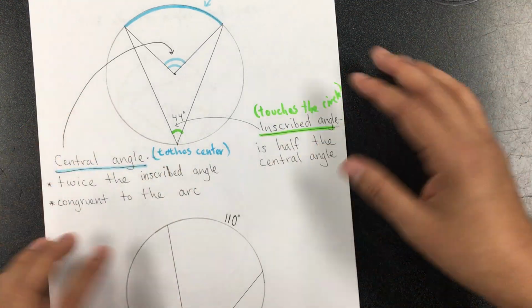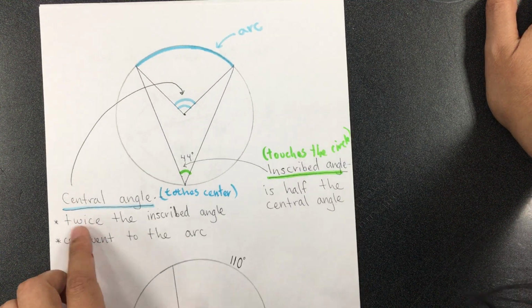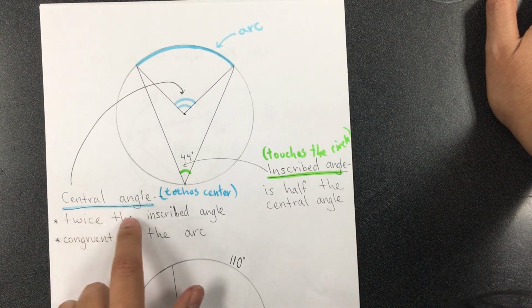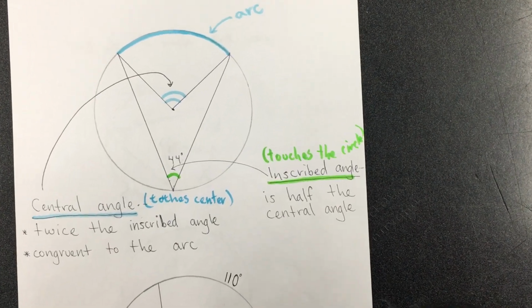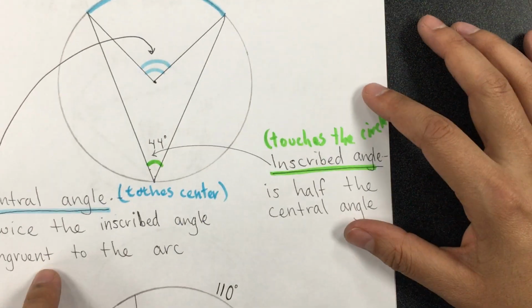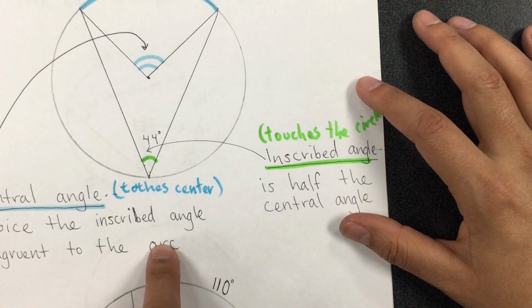So what is the relationship between these two? Well, central angles are twice the inscribed angle. Okay, that's something that we need to know. And it's congruent to the arc.